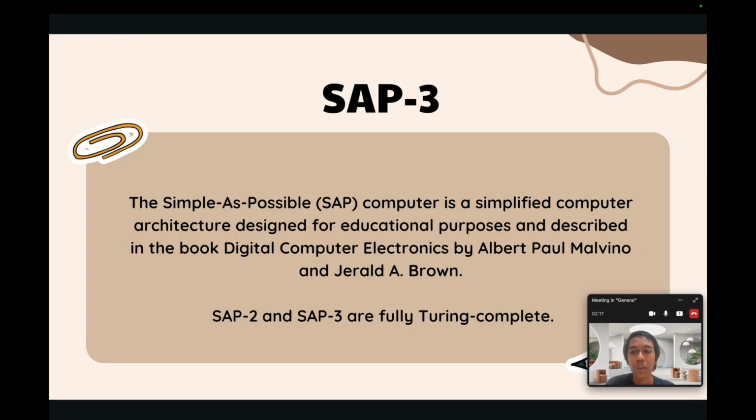The first thing I will explain is what is SAP3. SAP3, or simple as possible computer, is a simplified computer architecture designed for educational purposes, and it is described in the book Digital Computer Electronics by Albert Paul Malvino and Gerald A. Brown. There are three kinds of SAP: SAP1, SAP2, and SAP3. SAP2 and SAP3 are fully Turing complete.